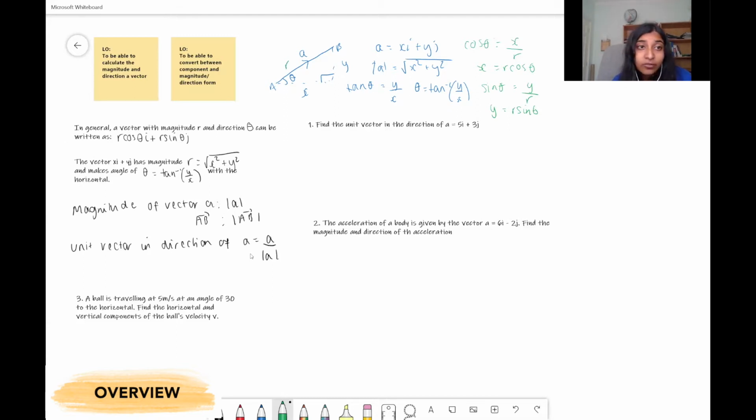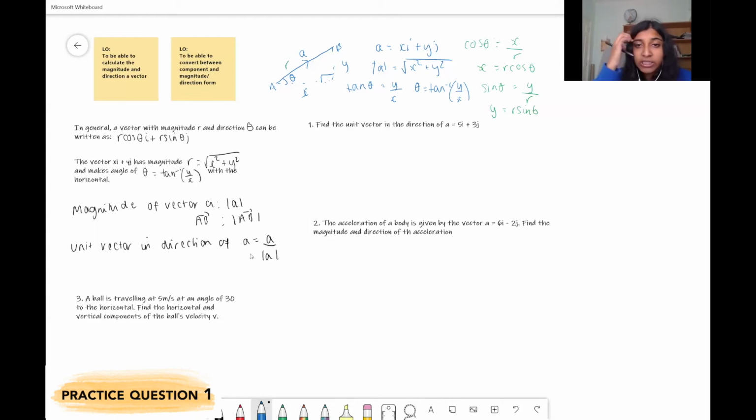So that's everything you really need to know about calculating magnitude and direction of a vector, and how to convert between component and magnitude or direction form. Let's try to apply this to some questions. We've got 3 questions here. Let's start with question 1. We want to find the unit vector in the direction of a equals 5i plus 3j. Feel free to pause the video and attempt it yourself.